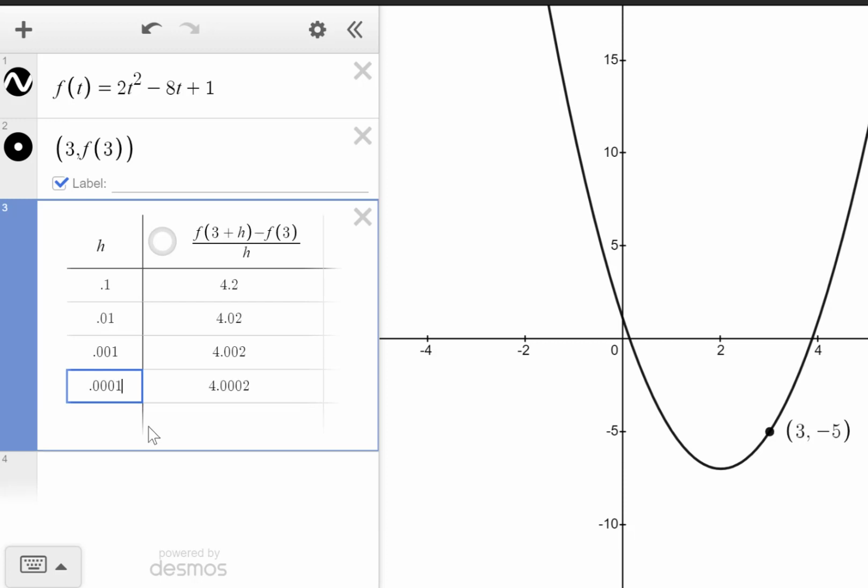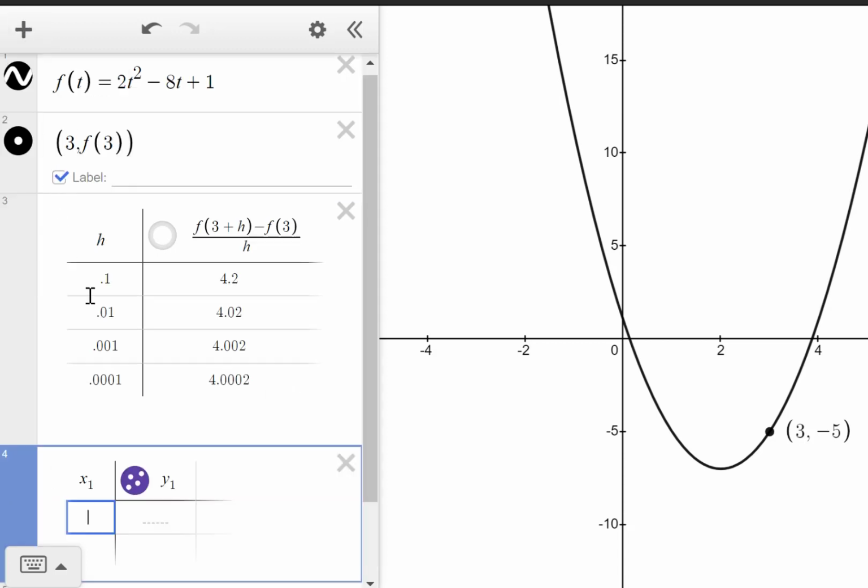The average rate of change from t equals 3 to t equals 3.1 is 4.2. The third row of the table, the average rate of change from t equals 3 to t equals 3.001 is 4.002. In general, we see that the right-hand limit of these average rates of change is 4. The closer and closer the points get to t equals 3 from the right, the closer and closer the average rates of change get to 4.